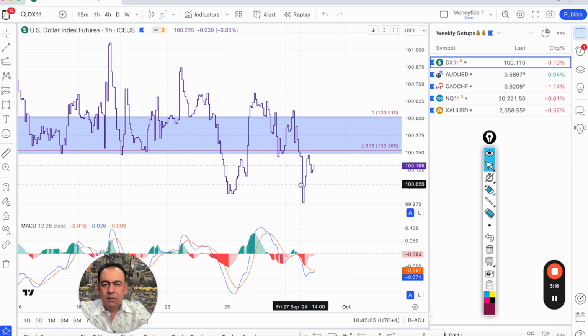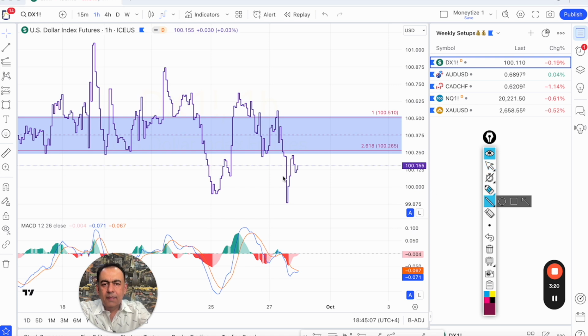So in the coming week, as it's NFP week, I'm expecting that dollar may bounce to somewhere in the middle of the zone or maybe to the top of the zone, the resistance zone, and then it's going to roll down again. So this is the setup for dollar index.